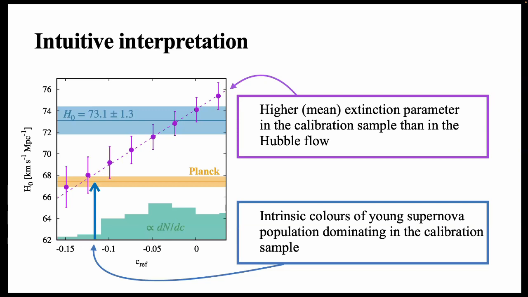This reference color minus 0.12 that I showed you some slides ago is basically the intrinsic color of the young supernova population which dominates in the calibration sample. We have a physical interpretation of this reference color. We have a physical interpretation of the difference in the slope of the color correction. These are basically two different mean values of the extinction parameter. That's it. That's the story.